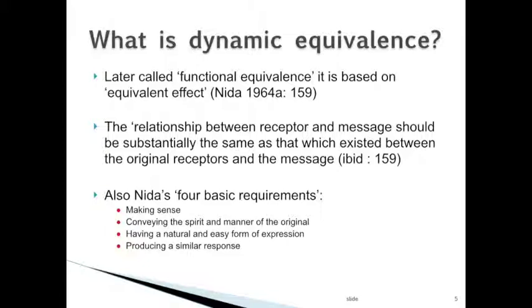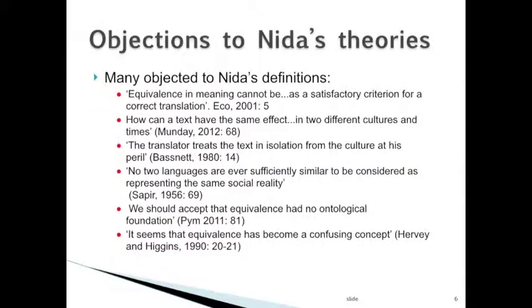There were objections to Nida's theories, and the main objection appears to centre around the idea of what is effect and how it can be measured objectively. In addition, the term equivalence itself has come under some scrutiny, and since the time of Nida, scholars have rejected, in some cases, the notion that equivalence has any kind of foundation. Pym himself said it should be rejected as having no ontological foundation.